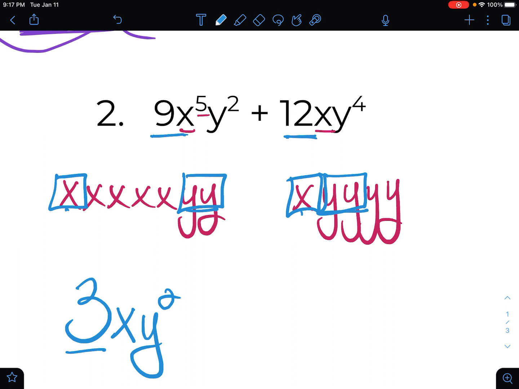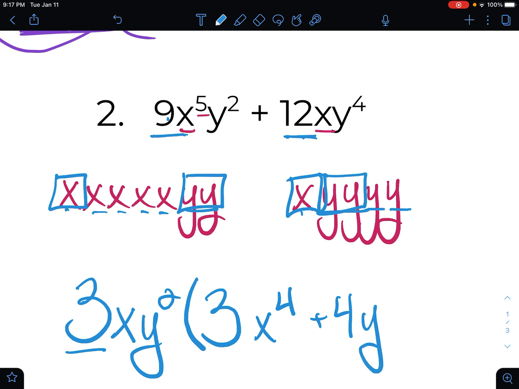And then we're going to put all the leftovers, so all the things that we didn't use, back in the parentheses. So 9 divided by 3 gives me 3. And I have 1, 2, 3, 4 leftover x's here, so x to the 4th. 12 divided by 3 gives me plus 4. And then 2 leftover y, so y squared.